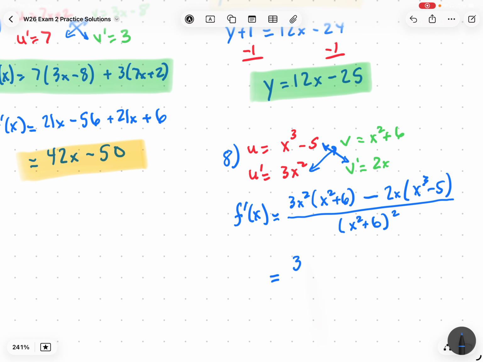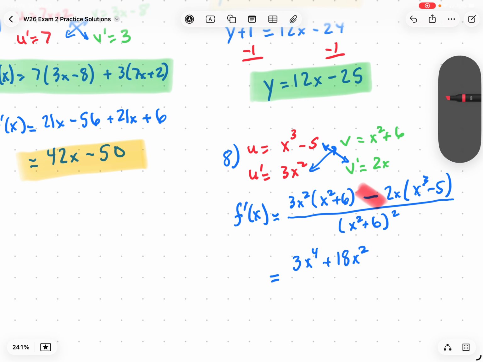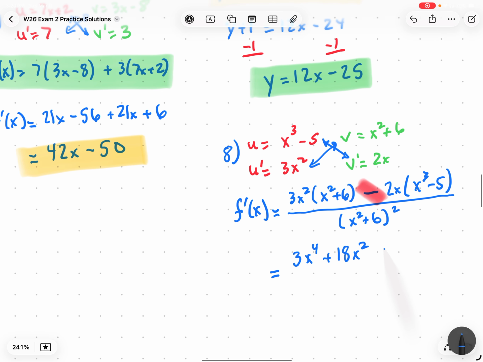So this is going to be 3x to the 4th plus 18x squared. And here's where you need to be extra careful. This minus sign gets distributed with the 2x. So as I write this out, I need to make sure I multiply by negative 2x. So that's going to be negative 2x to the 4th, because it's 2x times x cubed, and then plus 10x, because negative 2x times negative 5 is positive 10x. Don't mess with the denominator. You're better off just leaving it as x squared plus 6 squared.